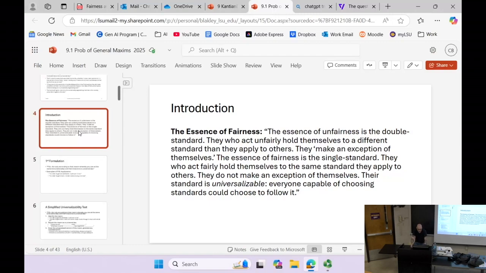So the essence of fairness, they write, the essence of unfairness is a double standard. They who act unfairly hold themselves to a different standard than they apply to others. They make an exception of themselves. The essence of fairness is a single standard. They who act fairly hold themselves to the same standard they apply to others. They do not make an exception of themselves. Their standard is universalizable. Everyone is capable of choosing standards, could choose to follow it, right? Because it doesn't involve any kind of contradiction. We're going to have to worry about two different types of contradiction.